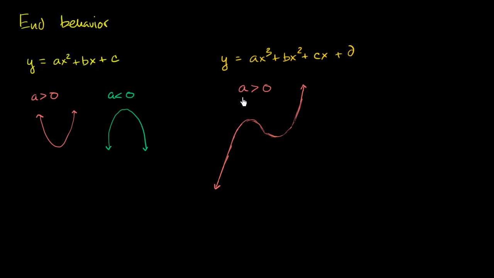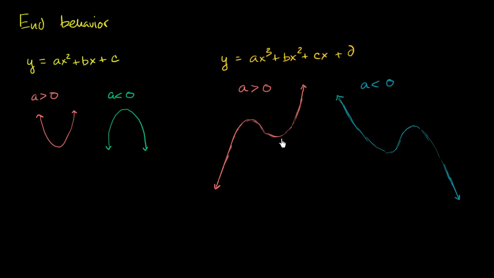So it might look something like this when a is greater than 0. But what about when a is less than 0? Well then, just like here, we would flip it. So let me write this. If a is less than 0, when x is really negative, you're going to multiply that times a negative a, and you're going to get a positive value. So it's going to look something like this. And then it's going to go like this. It might do a little bit of this type of business in between, but then in its end behavior, it starts decreasing again.